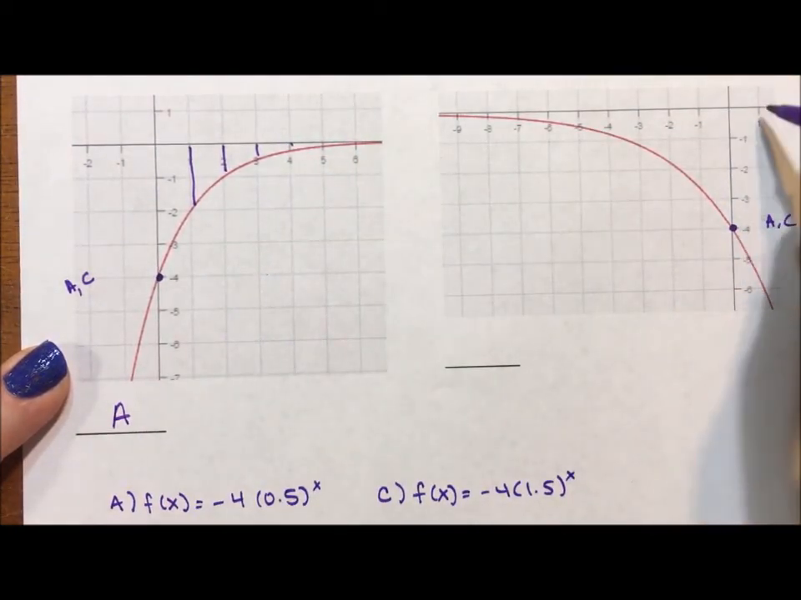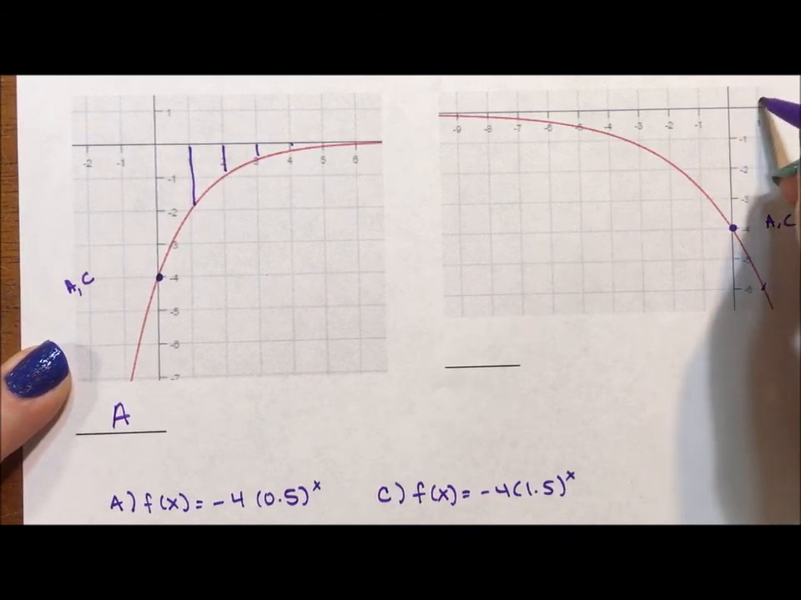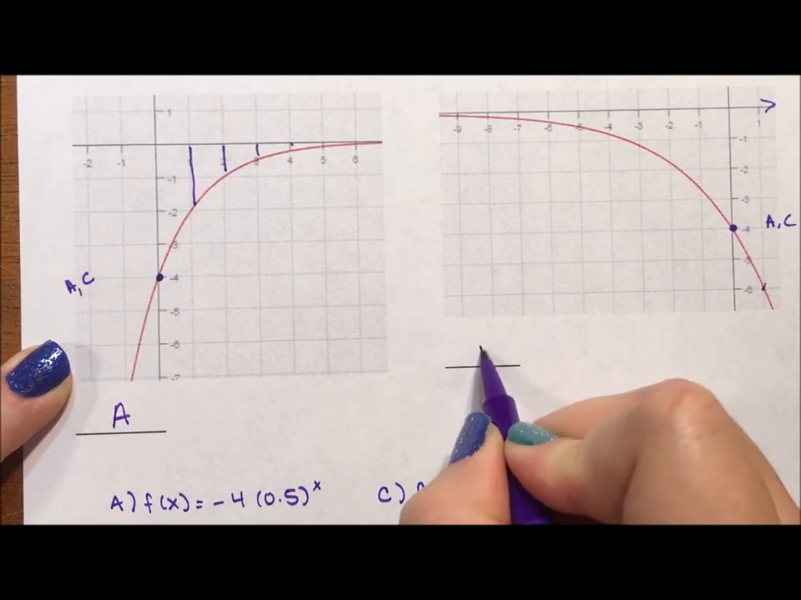And this one, 4, 6, and so on. This one's moving away as we move forward in time. So this one is C.